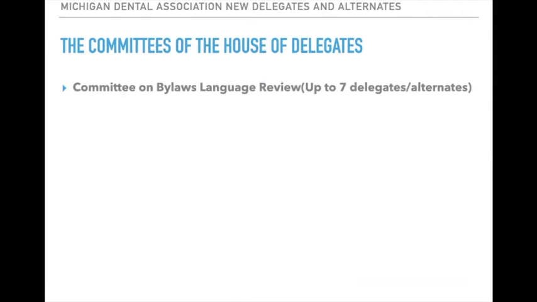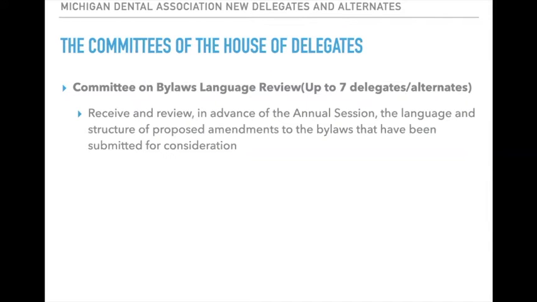Committee on Bylaws Language Review. This one this year is made up of 7 delegates or alternates. One thing you'll note with all of these, I really do pay special attention. I want to make sure we are representative of our entire association when it comes to the committees that I set up for our House of Delegates. I want to make sure we are looking regionally, you name it, and that we get everyone involved. For this one, they're going to receive and review in advance of annual session, so before our meeting, the language structure of proposed amendments to the bylaws.